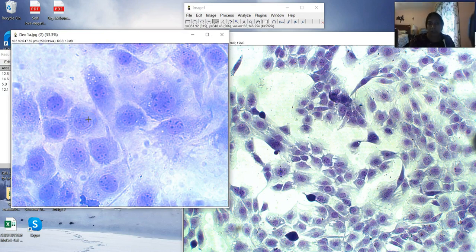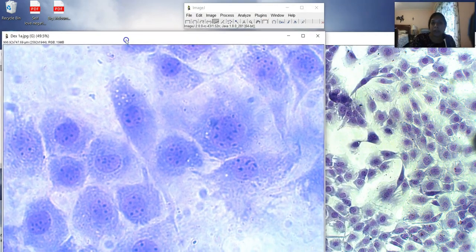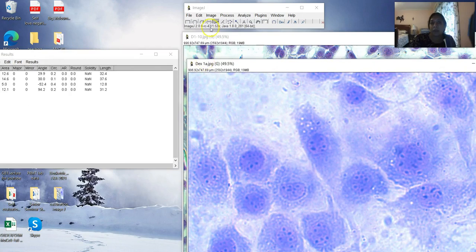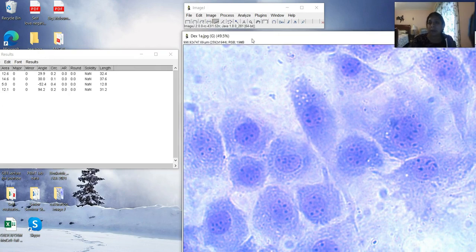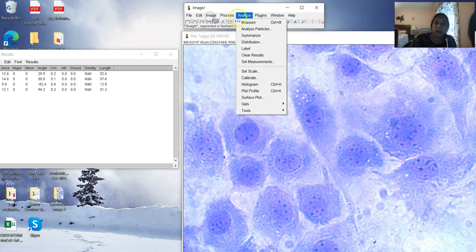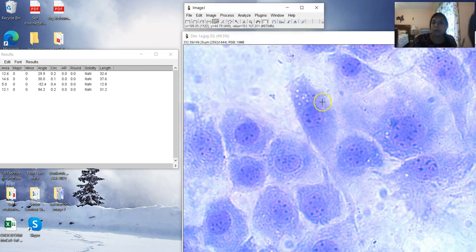Now, obviously, these aren't the same cells. These are different because that's not the same image, but this is also dexamethasone treated culture. They're the same exact cell line. So you should be getting similar numbers again. So the first thing I need to do is change the scale to match the new magnification. So this image is taken using the 40x objective lens. So this one is going to be 10.27 pixels per micrometer.